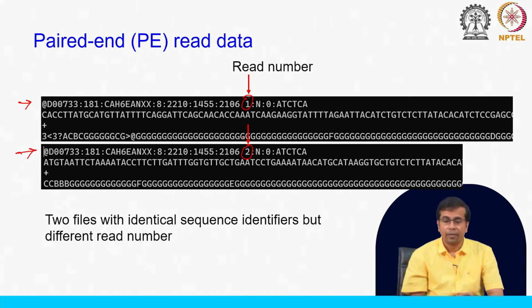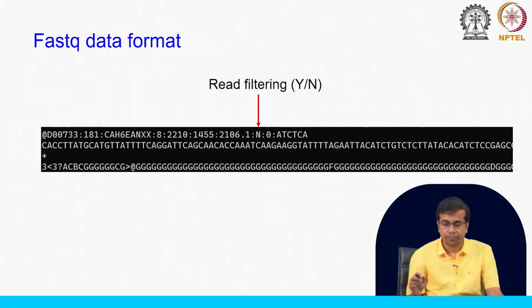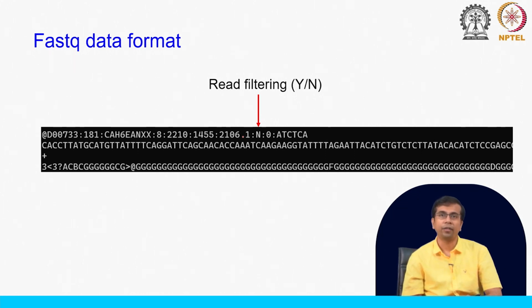The next field shows whether the read is filtered or not. When you are running experiments, the instrument's signal processing software, which processes signals and calls the bases, can do some filtering. If the read is filtered, it probably has some issues. N means it is not filtered, so it is actually of good quality as per the software thresholds.